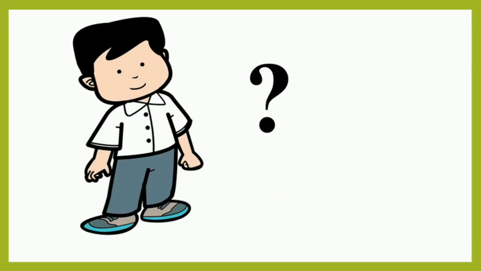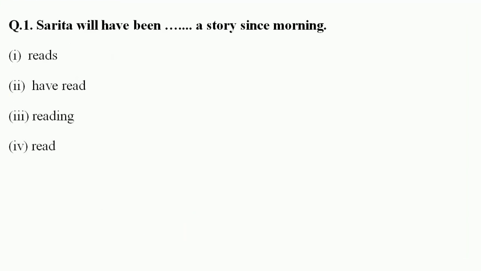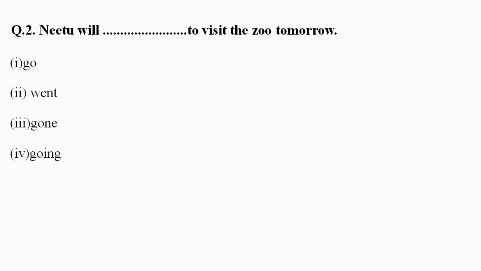Students, now it's time to see what we have learned through MCQs. Question number 1 is: Sarita will have been dash a story since morning. Reads, have read, reading or read. The correct answer is reading. Next is: Neetu will dash to visit the zoo tomorrow. Options are go, went, gone or going. The correct answer is go.